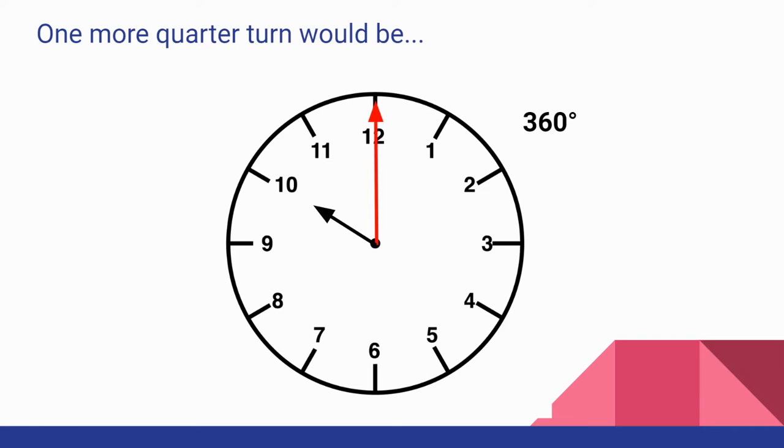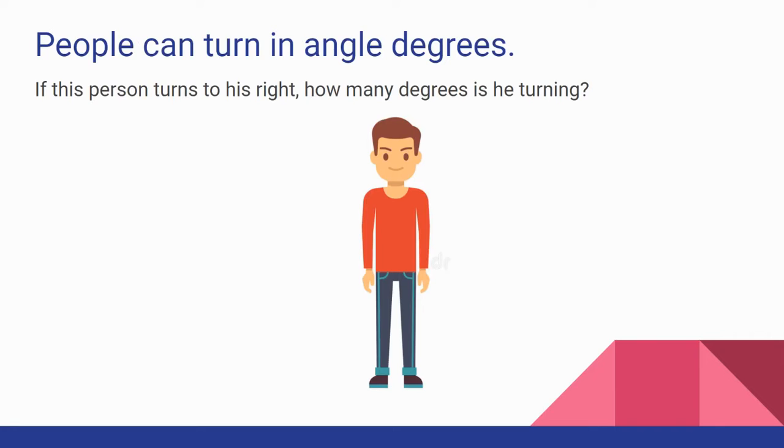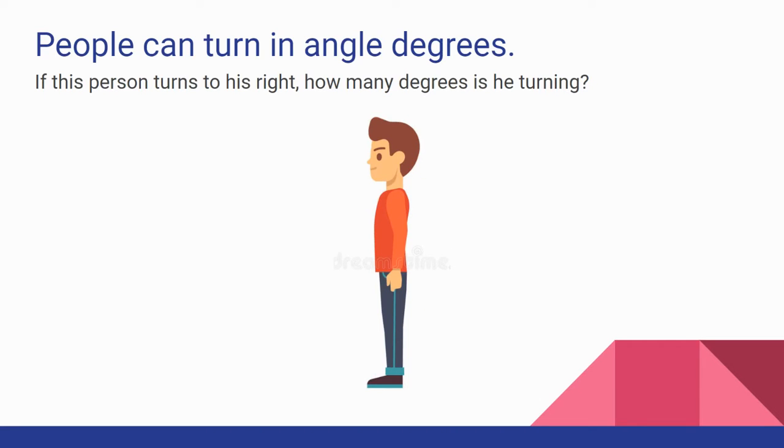Now, what about another real life example? What about people? People can also turn in angle degrees. If this person turns to his right, how many degrees is he turning? So let's take a look at him. He's going to turn to his right. How many degrees did he turn? You can think about it as if he were standing in the middle of a clock, and he went from looking at the 12 to looking at the 9. He went 90 degrees. He made a 90-degree turn.